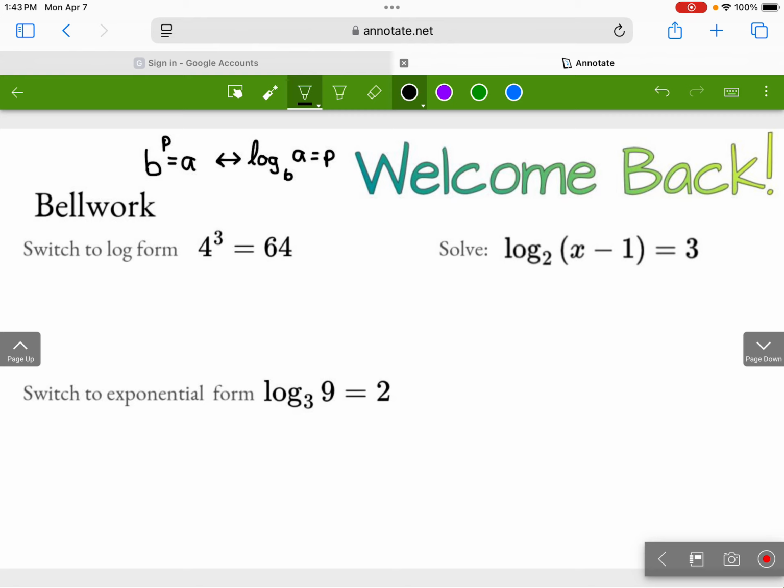All right, because what we're trying to do is we're trying to switch this to log form from exponential form.